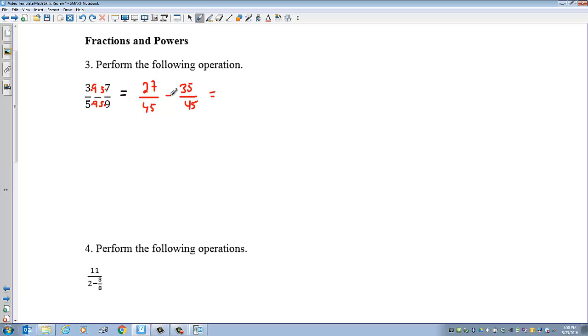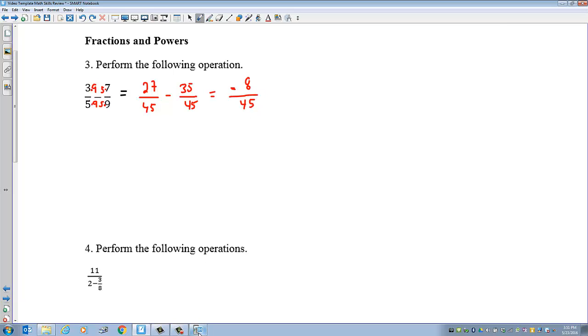So 27 of these minus 35 of these, so you're going to get a negative number. And so I just kind of count down by 27. So you go down by 10 and 25, you go down by 10 and gets you 15, and then you go down by 7, so it'll be negative 8 divided by 45.